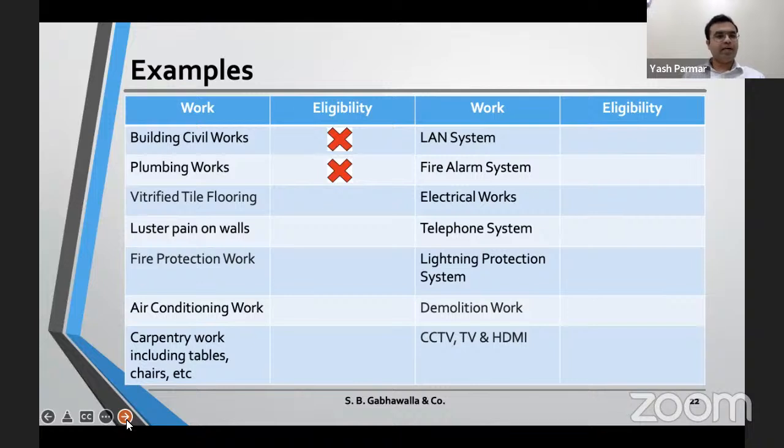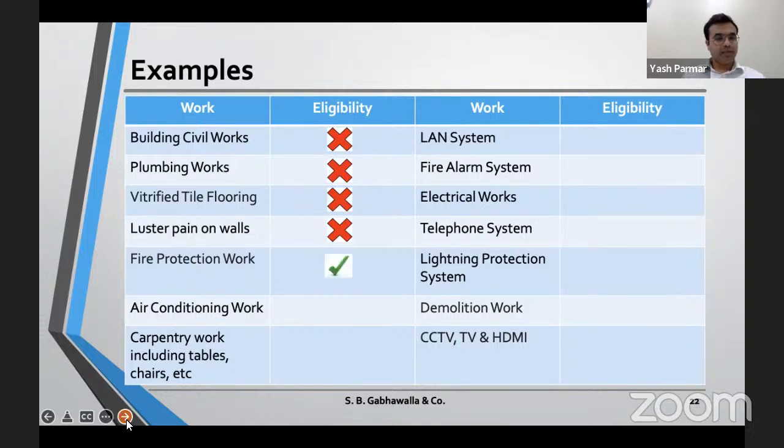Vitrified tile flooring. Again, flooring is an immovable property. You cannot remove flooring as it is. If you want to remove your flooring, you have to definitely damage it. Therefore, it is an immovable property. ITC will not be available. Lustre paint on walls. Again, paint is an immovable property. You cannot remove paint from the wall, and therefore, it is a blocked credit.